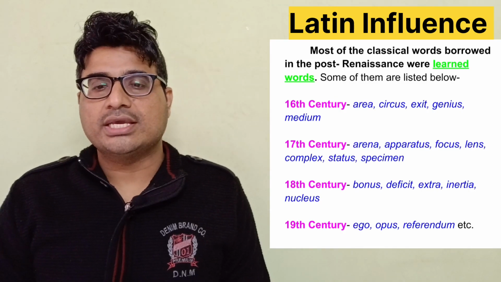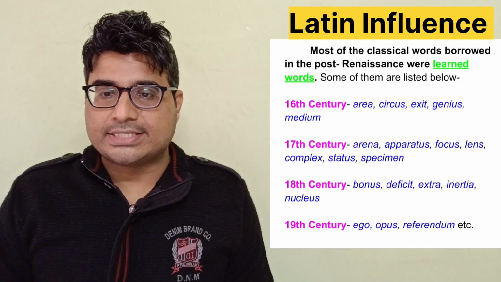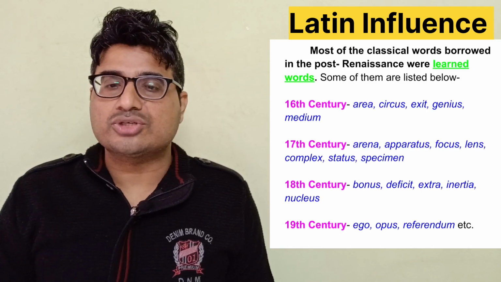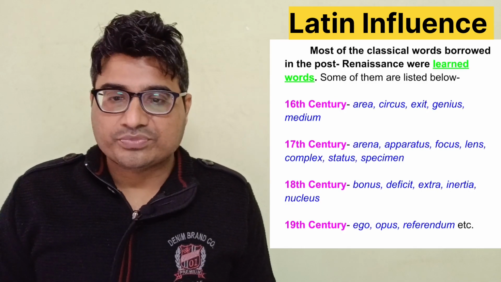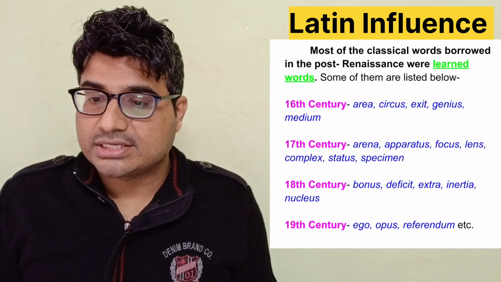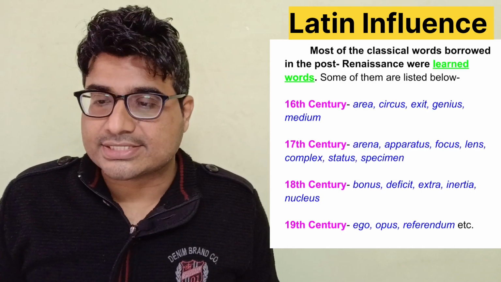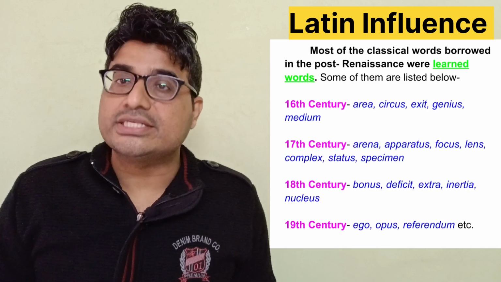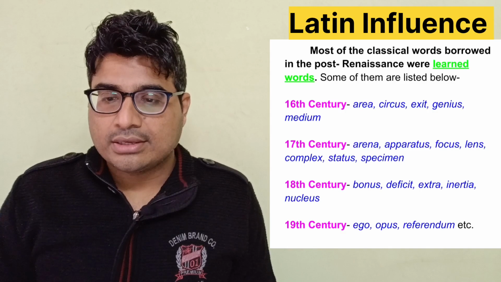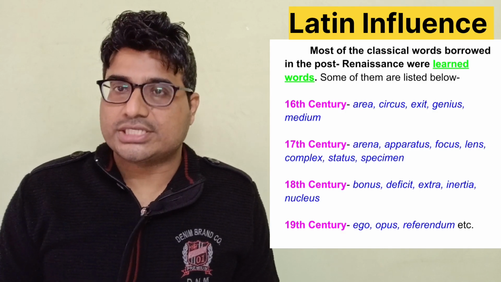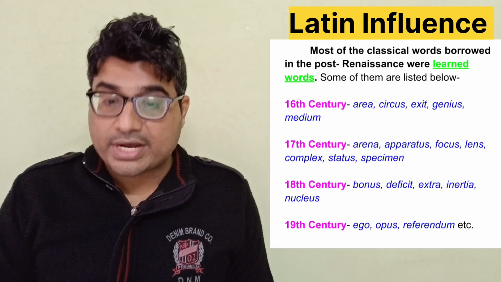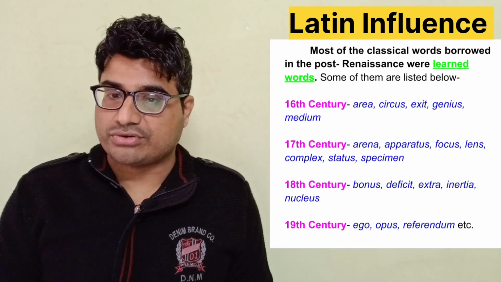16th century borrowing: area, circus, exit, genius, thereafter medium. 17th century borrowing: arena, apparatus, focus, lens, thereafter complex, status, specimen. 18th century borrowing: bonus, deficit, extra, nucleus, etc. 19th century borrowing: that is ego, opus, referendum, etc.